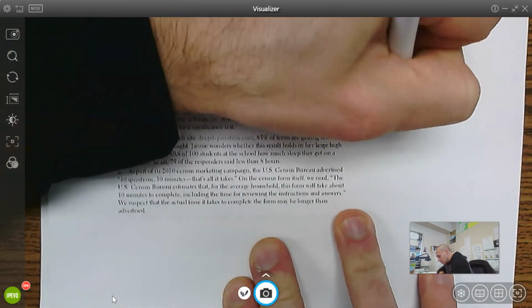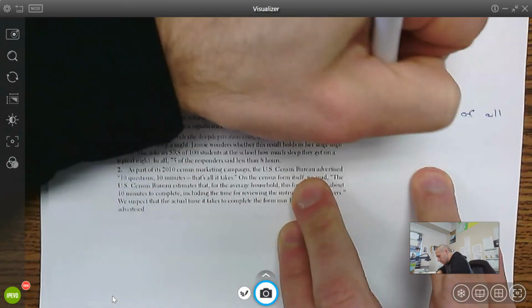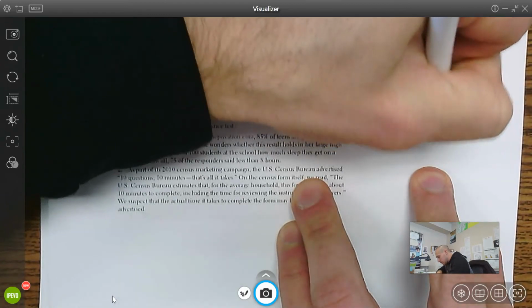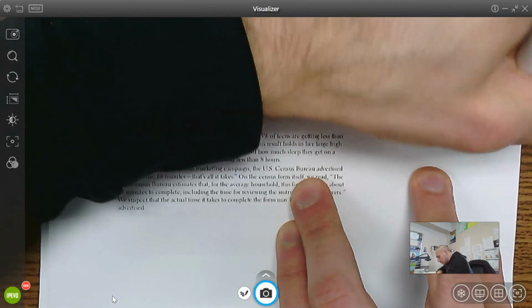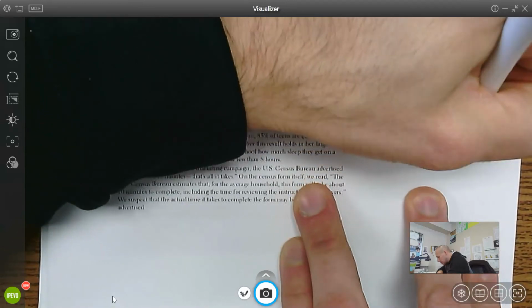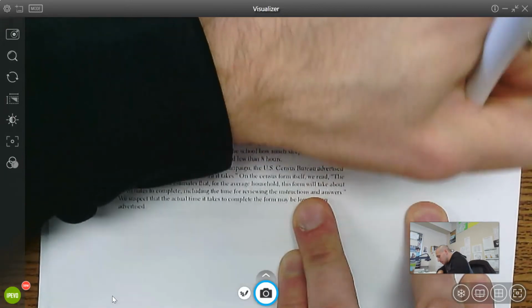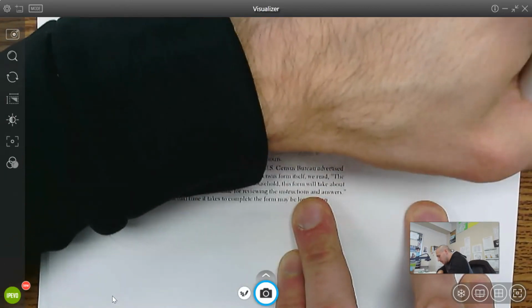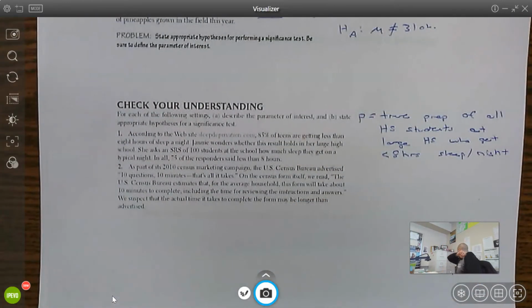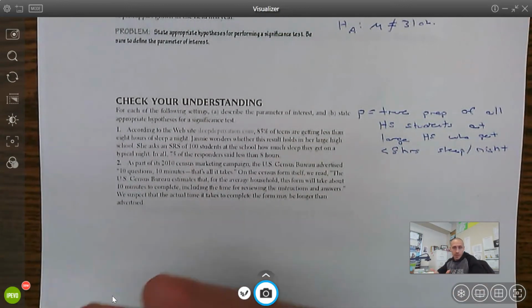And this would be the true proportion of all the high school students at this large high school who get less than 8 hours sleep per night. So you want to make sure you're detailed when you're writing out your parameter, and those words true proportion or true mean need to be in there, or population proportion, population mean.